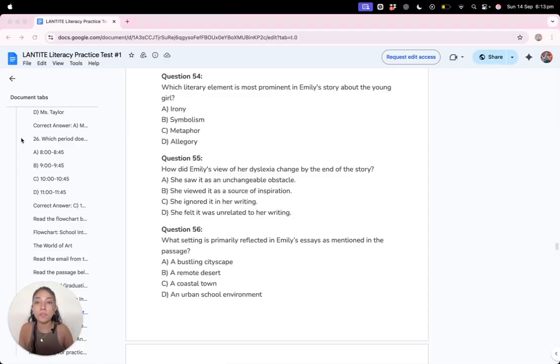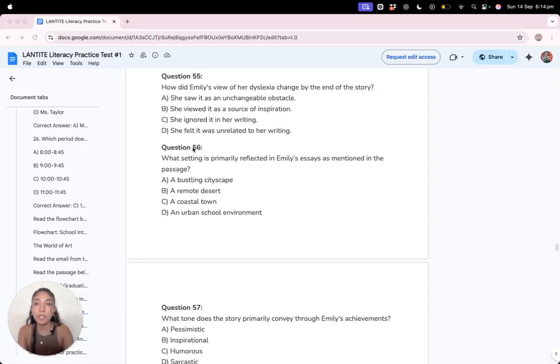Moving on to question 54. Which literary element is most prominent in Emily's story about the young girl? A, irony. B, symbolism. C, metaphor. And D, allegory. So reading the passage above, we know that it's allegory. And that's because Emily's story about a young girl overcoming obstacles is an allegory, representing broader truths about her own life challenges and resilience.